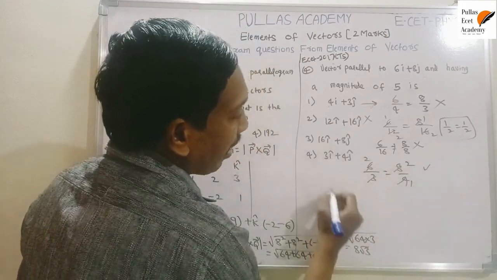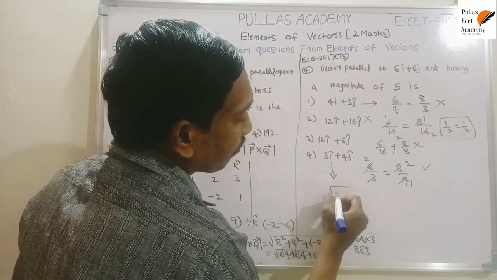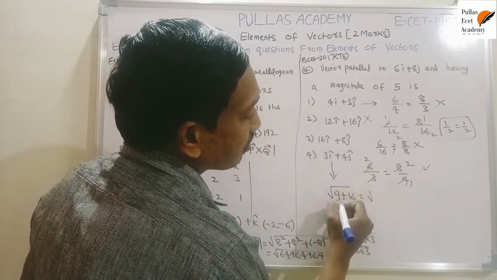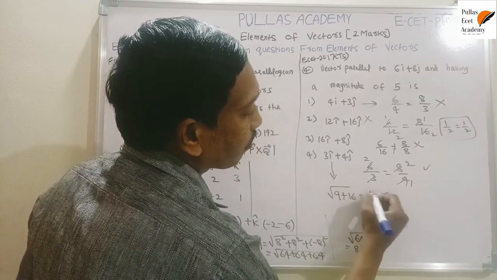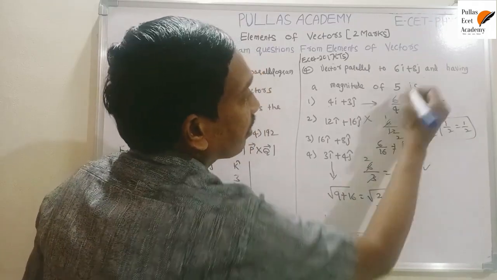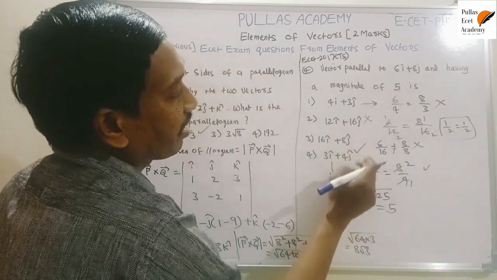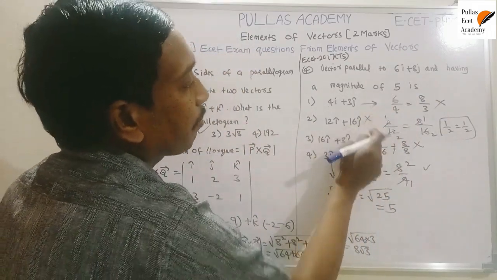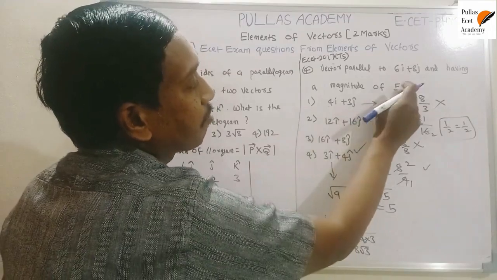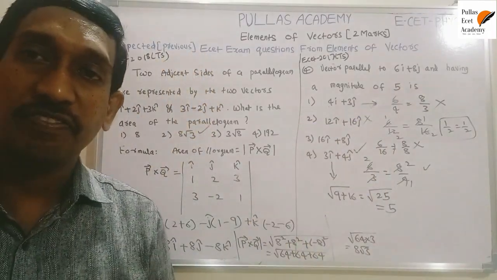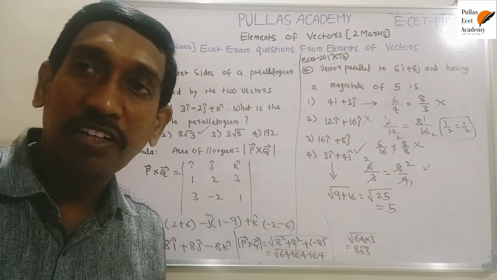And what is the magnitude of this vector? Under root of 3 square means 9 plus 4 square means 16. Under root of 9 plus 16 is 25. Root 25 stands 5. That's why it is similar to 5. So which is correct? These two are parallel vectors, this vector and this vector, but its magnitude is not similar to 5. So the fourth option is correct. This is one more model on vector product.